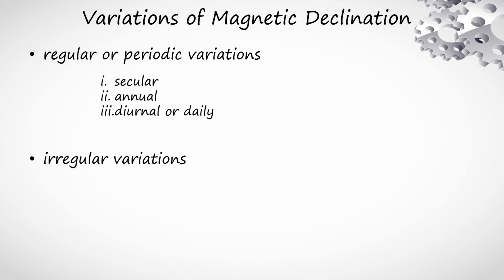Diurnal variation. It is an oscillation of the needle from its mean position during the day. The amount of this variation varies from 1 minute to about 12 minutes at different places. This is greater in high latitudes than near the equator, and more in summer than in the winter at the same place. Irregular variations. These are caused by magnetic storms such as earthquakes or volcanic eruptions, and their amount may be even 1 degree or 2 degrees at a time.